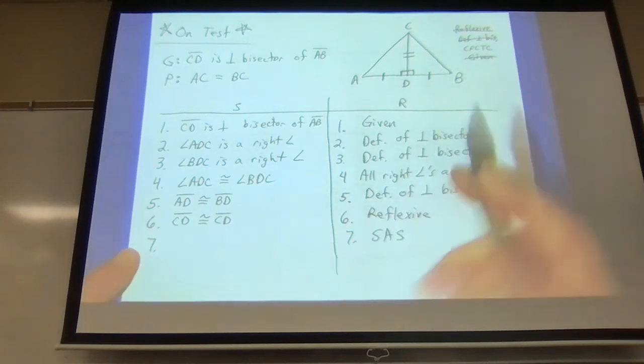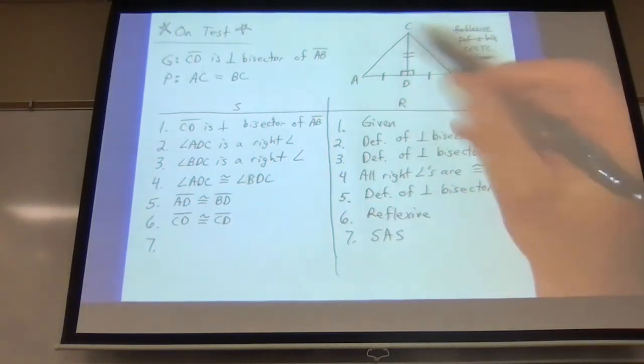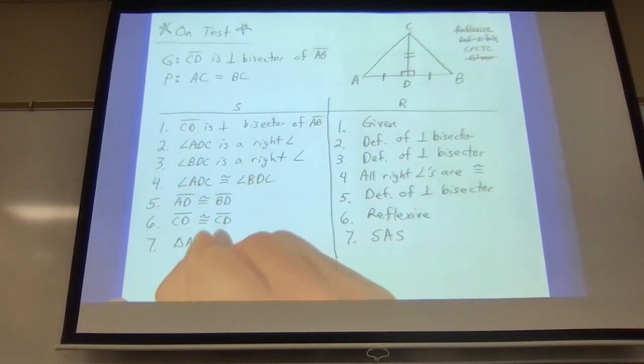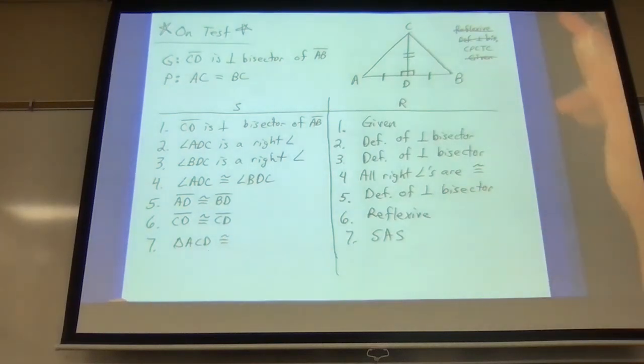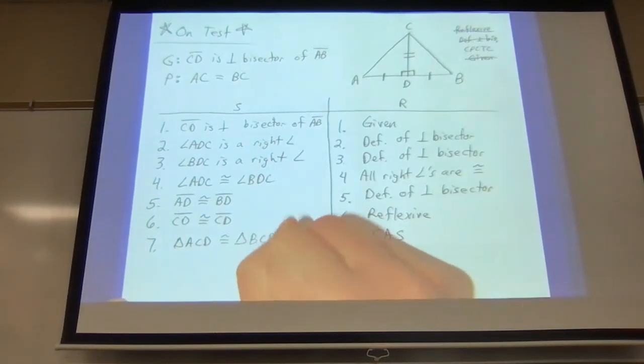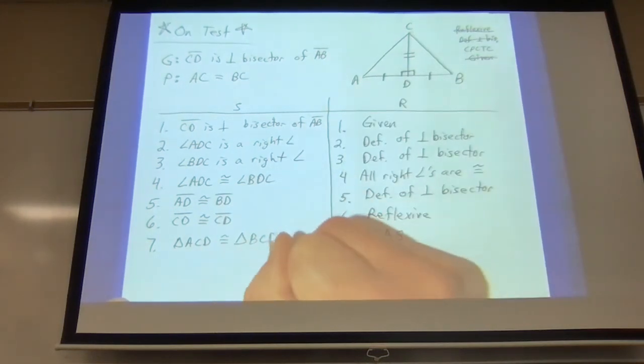Then when you name your 2 congruent triangles, you can do it 3 different ways. I'm going to call the triangle on the left ACD. If I go in that order, then the triangle on the right, I would have to call BCD. Oh, my pen's dying.